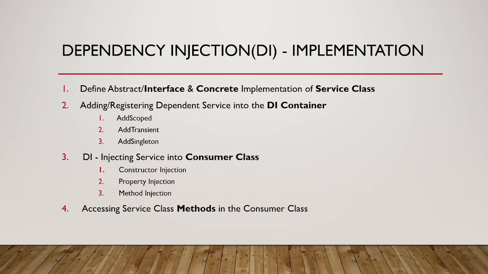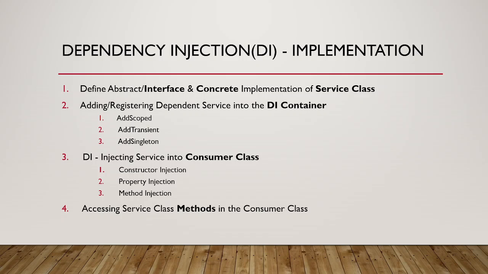The first step is we have to define the interface and then the service class which will implement the interface. And the second step is we have to register the dependent service into the dependency injection container with the types like add scope, add transient, add singleton. These are the types. They talk about the lifetime of a particular instance of the service class which we have registered.